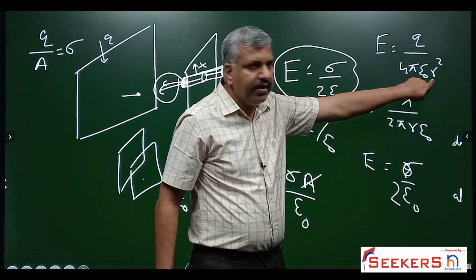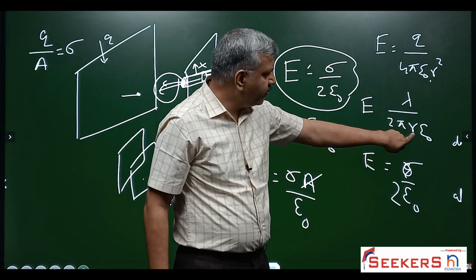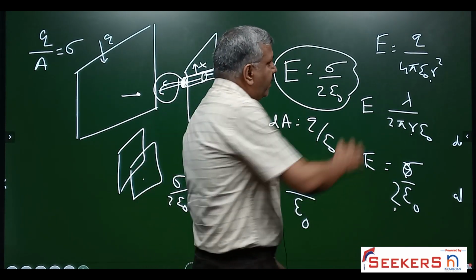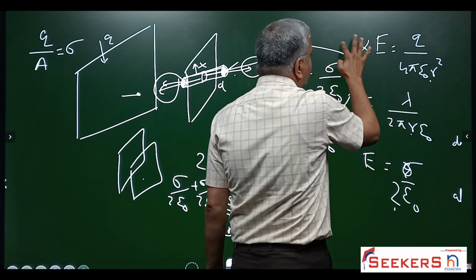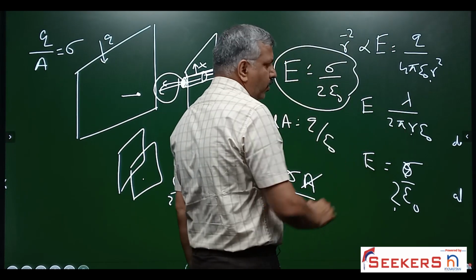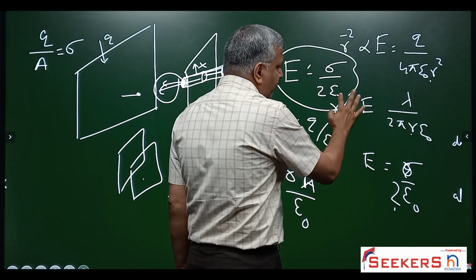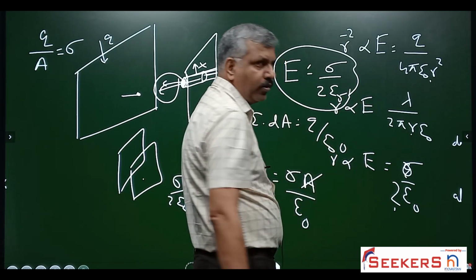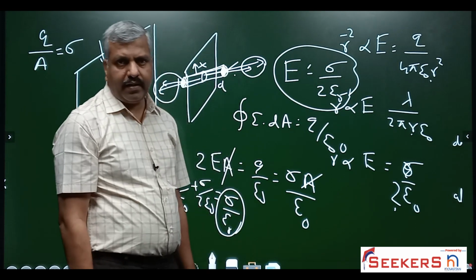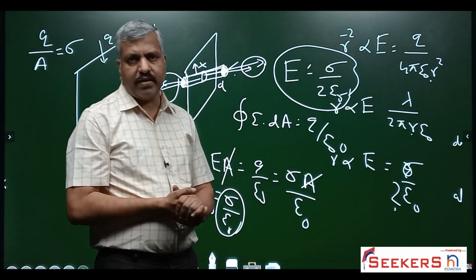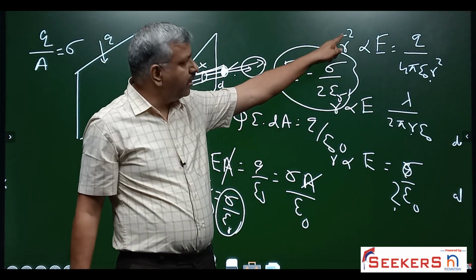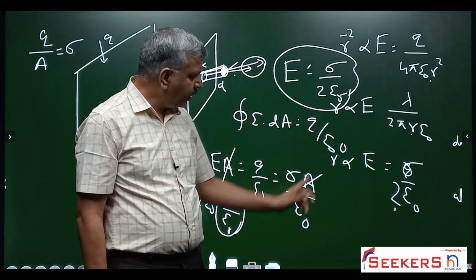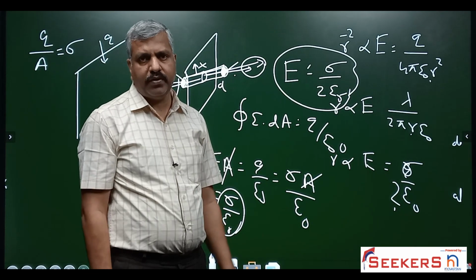Here it depends upon distance. Here it depends upon distance. Here it is independent of distance. Here E is proportional to R power minus 2. Here E is proportional to R power minus 1. Here E is proportional to R power 0. So remember, the electric field due to a system of charges may be proportional to R power minus 2, may be proportional to R power minus 1, may be proportional to R power 0.